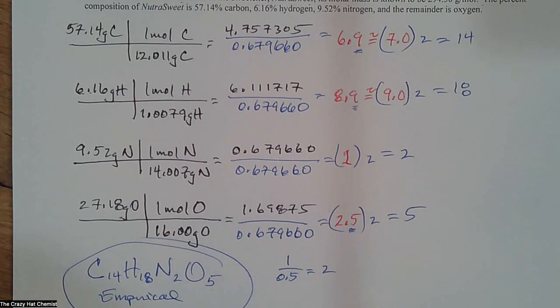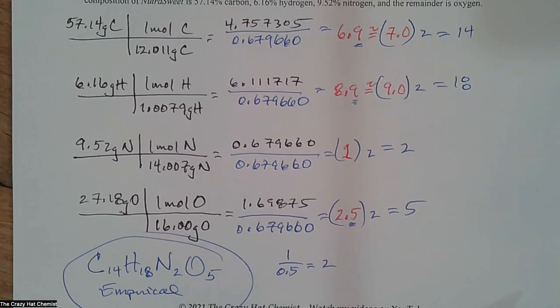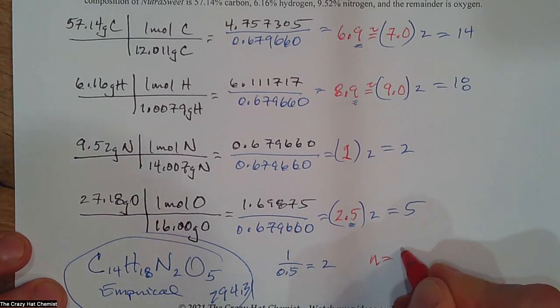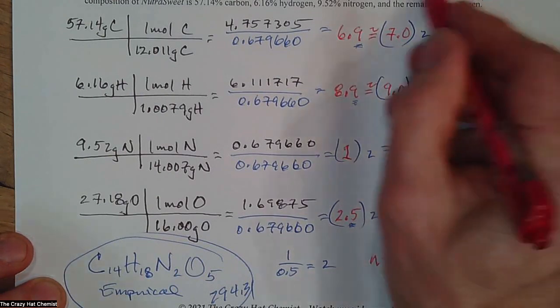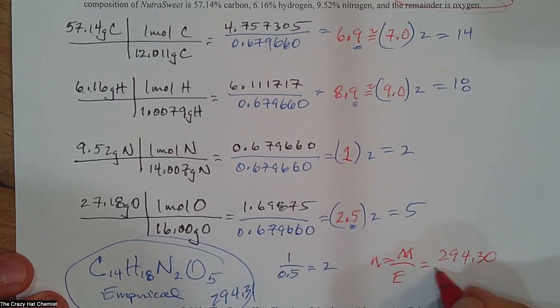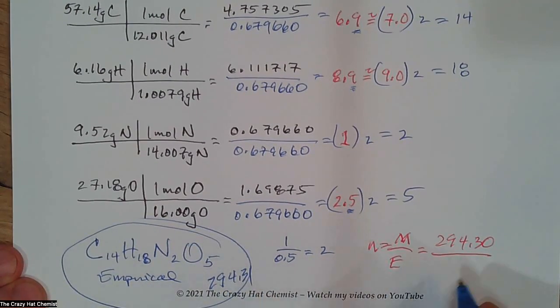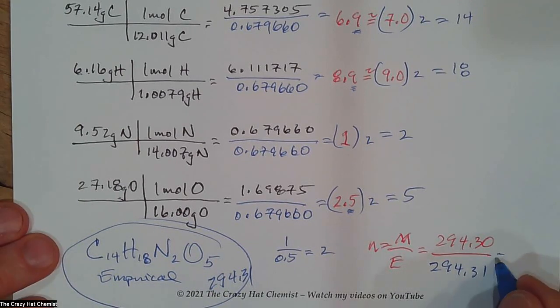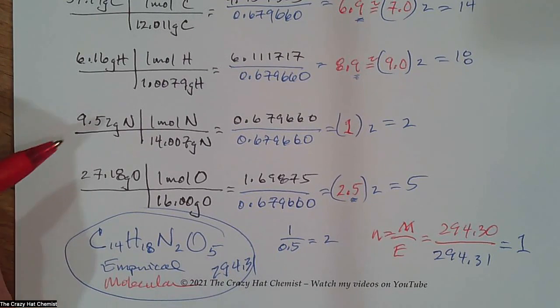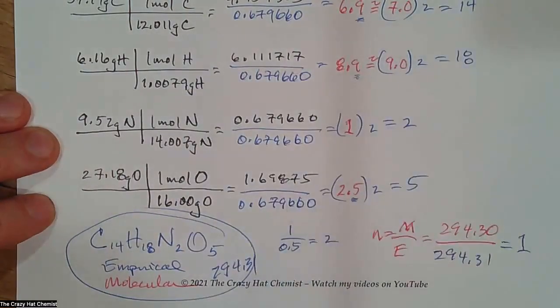Now, we need to get the molecular formula of NutraSweet. So we need to get the molar mass of this empirical formula, and that molar mass is 294.31. Wait a second. N is equal to molecular over empirical, right? So the molar mass that was given here for the molecular formula is 294.30. The molar mass that's calculated for the empirical formula is 294.31. That is a 1. That means the empirical and molecular formula are the same. Oh my goodness. That is fantastic.